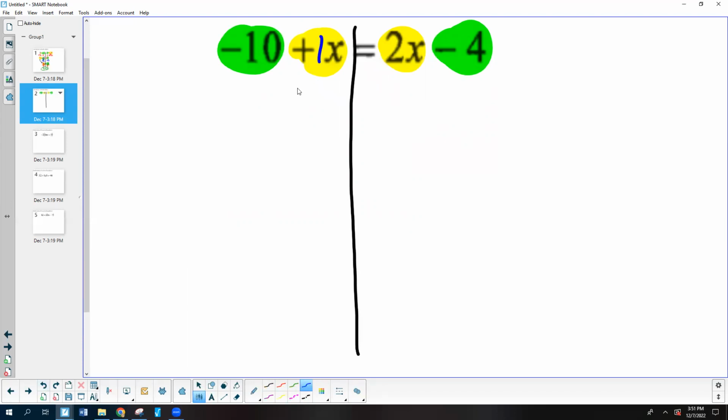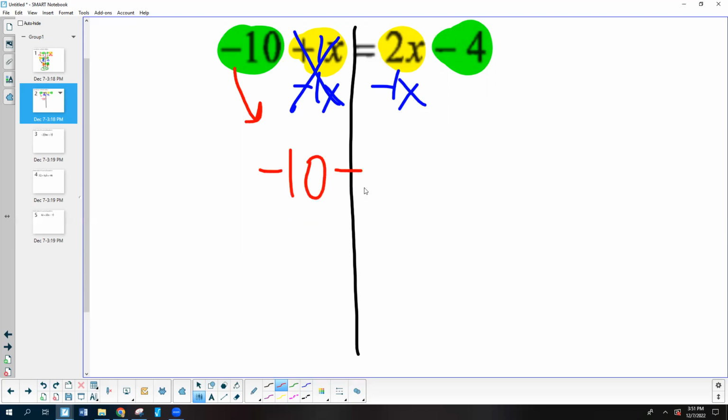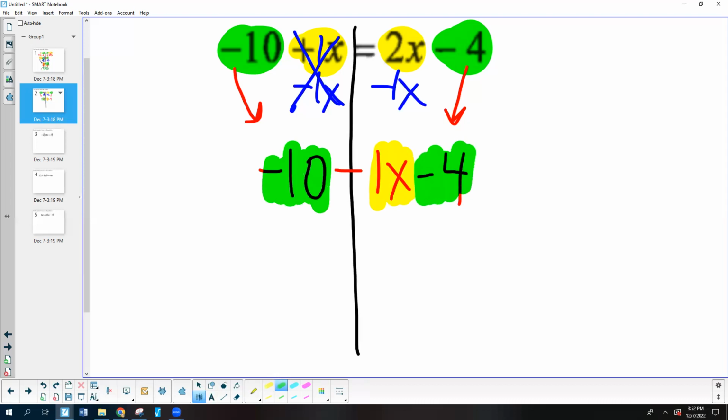So we do the opposite of plus 1x, which is to subtract 1x. That's going to cancel. Then we bring down -10 equals 2x minus 1x, which gives me 1x, and bring down -4. Now notice we've got all of our variables on one side, but we've got constants on either side of the equal sign. And this really should be equals.